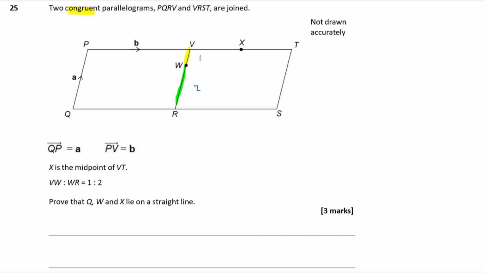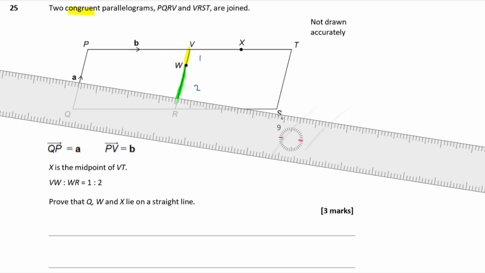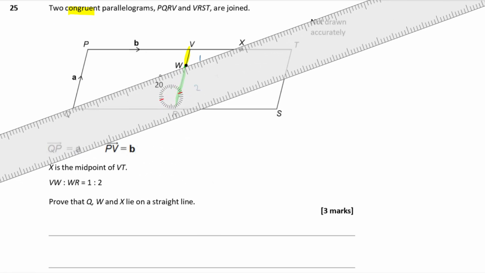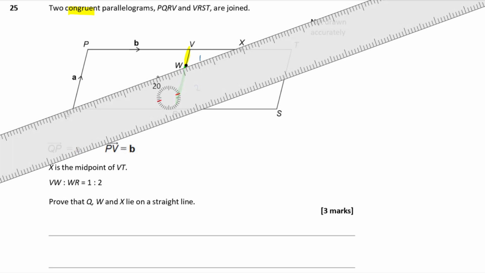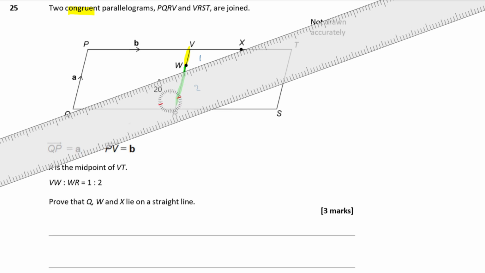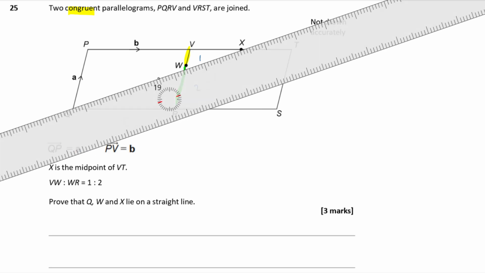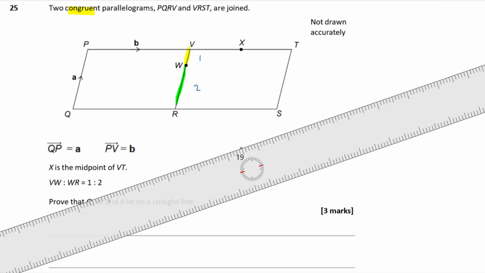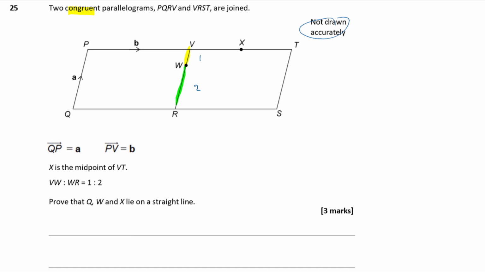So what we want to do is show that these 3 points, Q, W, X, are collinear. Now it doesn't look like it here because W isn't quite on the line if I just rule it through like that, but remember it's not drawn accurately, and we need to show that it is, so it must be. Okay, so let's work it out.